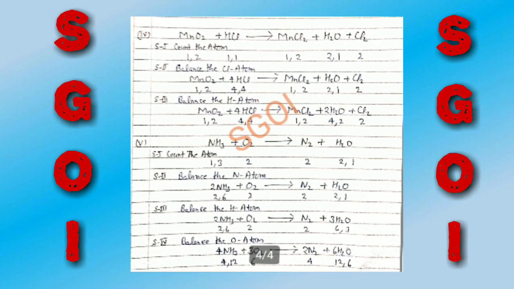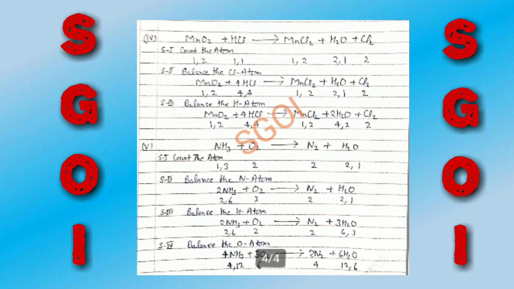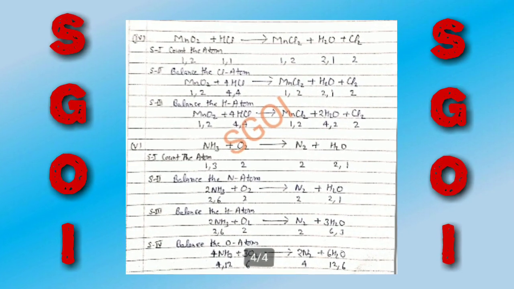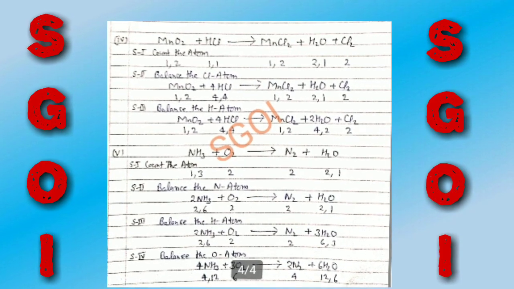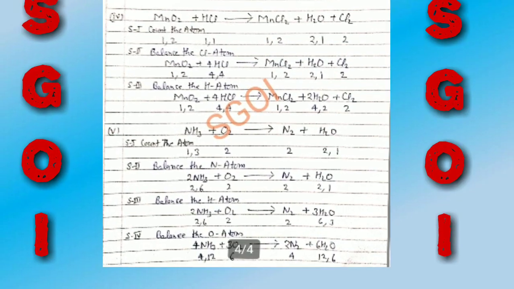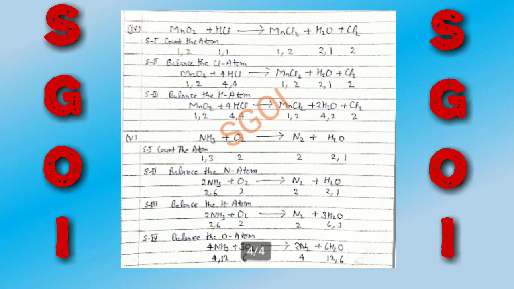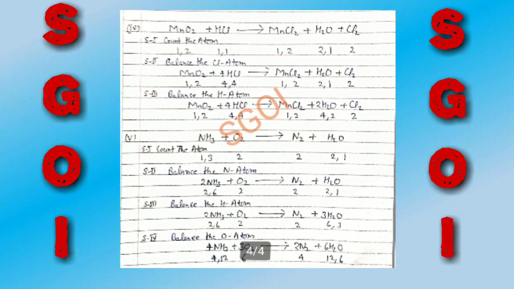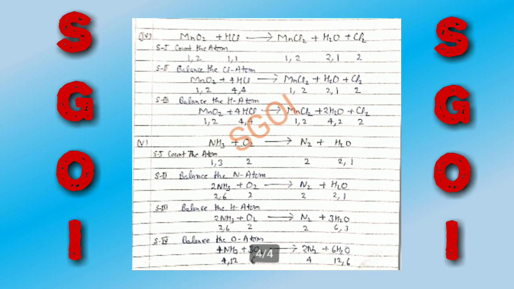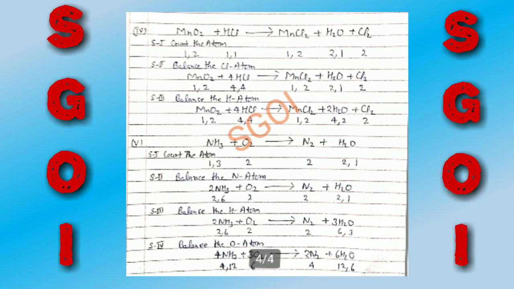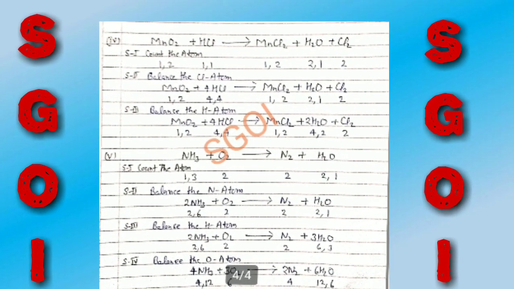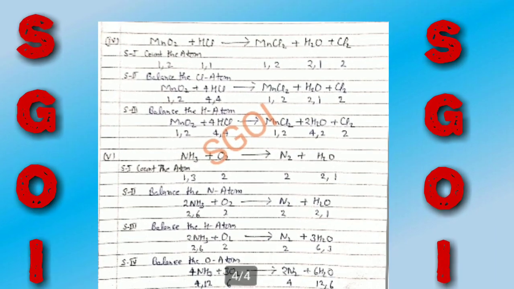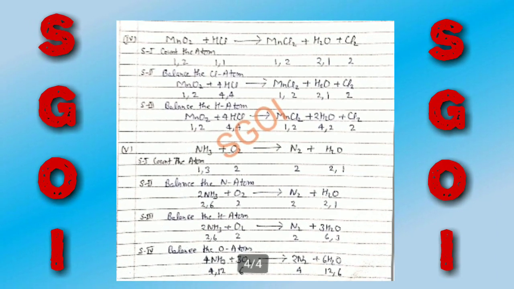Now in the third step, balance the hydrogen atom. On the reactant side hydrogen is 4, so multiply by 2 in water H2O, so that hydrogen is also balanced. All the atoms are balanced right now. Check it. 1 Mn on both sides, 2 oxygen on both sides, 4 hydrogen on both sides, and 4 Cl on both sides. This is the complete balanced equation.